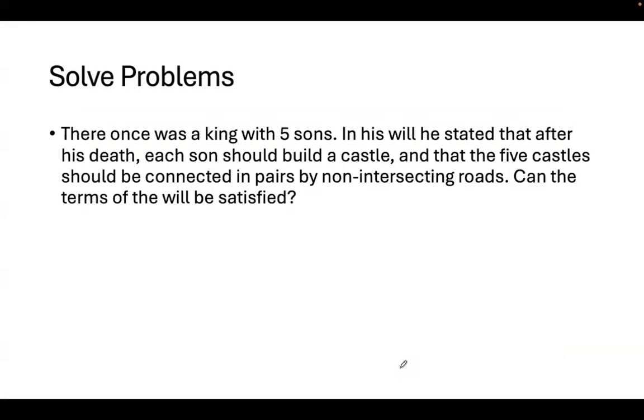So I've got other problems for you to think about. The first one is: there once was a king with 5 sons, and in his will he stated that after his death, each son should build his own castle, and the 5 castles should be connected in pairs by non-intersecting roads. Can the terms of the will be satisfied? We should have an immediate answer.